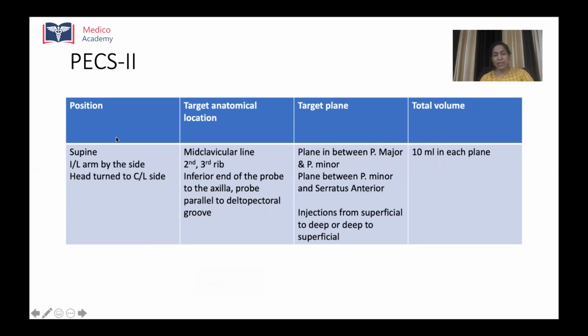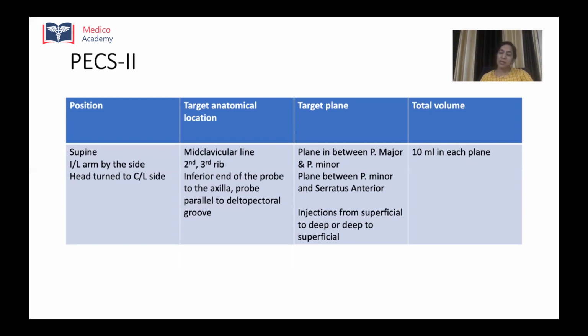PEX 2, however, has the same position. You should put the patient in supine position with ipsilateral arm by the side, head turned towards the contralateral side. It is targeted in the mid-clavicular line, again at the second, third rib. Inferior end of the probe is tilted towards the axilla, similar to PEX 1. But the targeted planes here are two. Plane 1 is the plane in between the P major and P minor, which is the same as the PEX 1 block. But the second plane is the plane between P minor and serratus anterior.